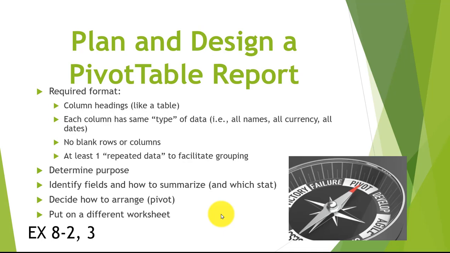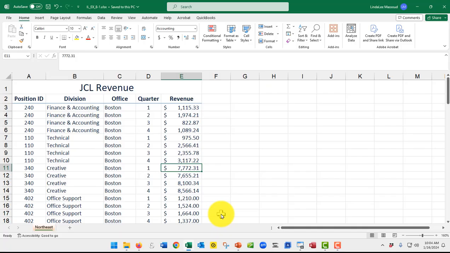Let me just show you what I'm talking about. This is a spreadsheet we're going to use. Do you see how there's a position ID of 240, and 240 is finance and accounting? This is an account. You accounting people will love this. And then you have the technical division. They're all called 110. And we have which quarter, 1, 2, 3, 4, and how much revenue they made.